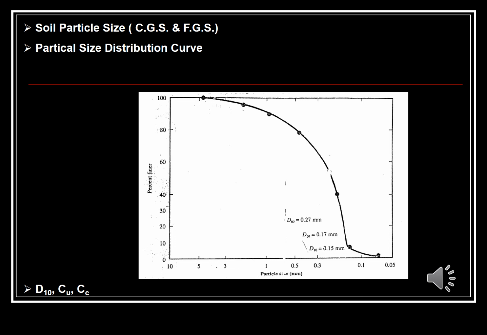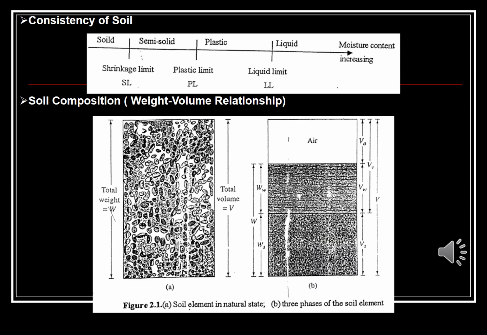There will be soil consistency. So soil consistency includes the solid, semi-solid, plastic and liquid states. Those are the moisture contents. When the moisture content is increasing, the solid will become a liquid. So the shrinkage limit, plastic limit and liquid limit are determined. From the solid to the semi-solid, there will be a shrinkage limit. Semi-solid to plastic, there is a plastic limit, and plastic to liquid, the liquid limit.